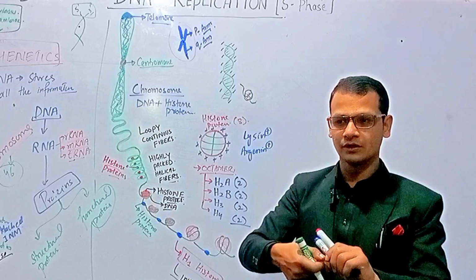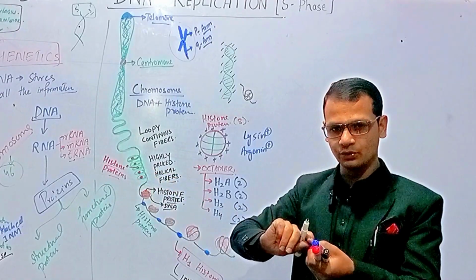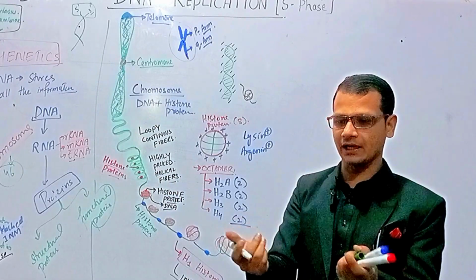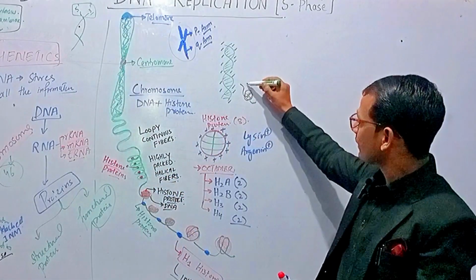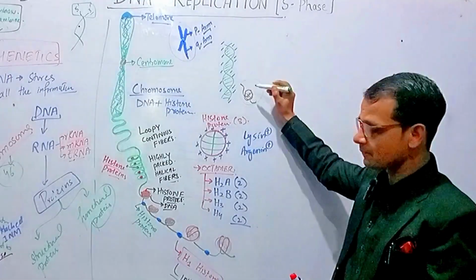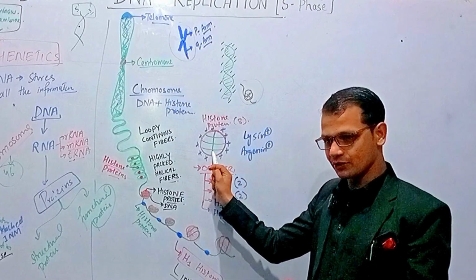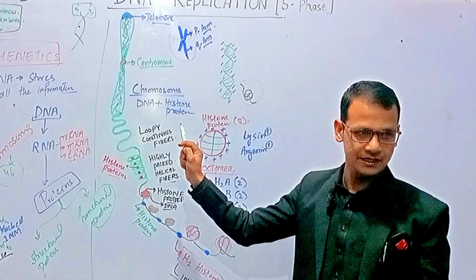If we want to loosen the DNA, we can. If we want to tighten the DNA, we can, right, by these charges. So this is the bond between the histone protein and DNA, right? The histone protein has a positive charge, but DNA has a negative charge.